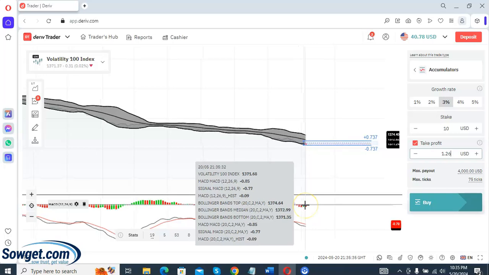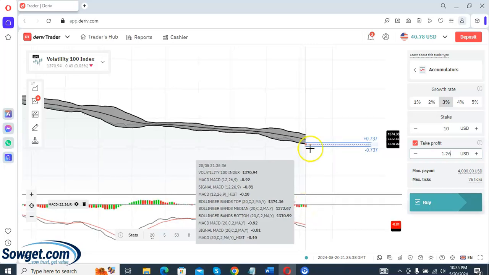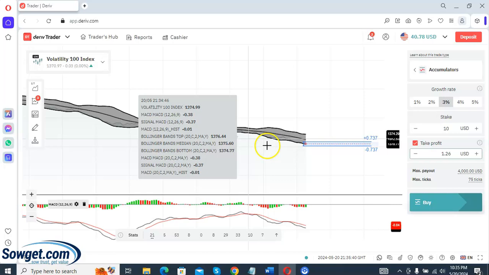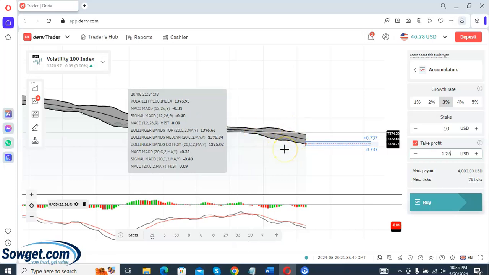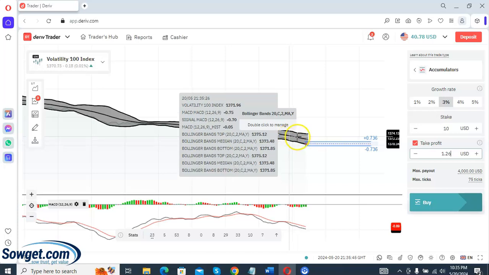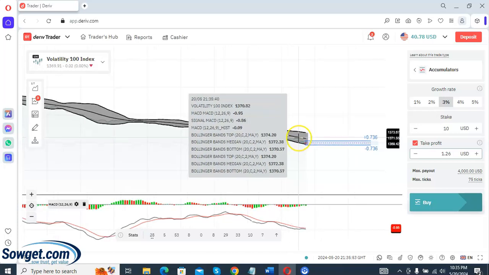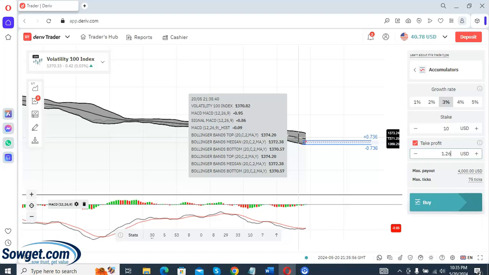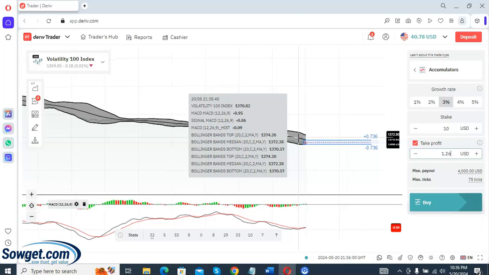In this strategy, we are now going to apply the Bollinger Bands. This is the secret about this strategy that makes the win rate very high. The Bollinger Bands help to tell us when the market is highly consolidating, when the market is ranging. That's what the Bollinger Band tells us.